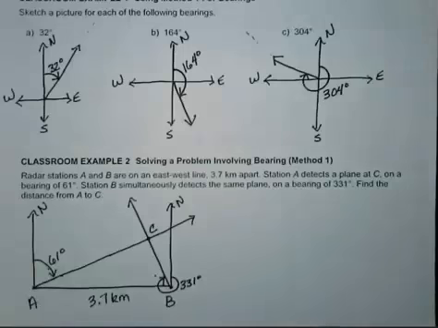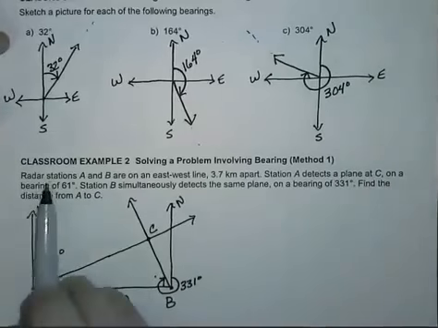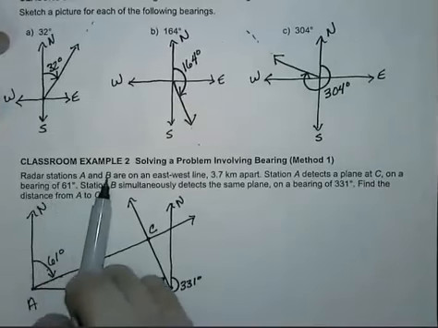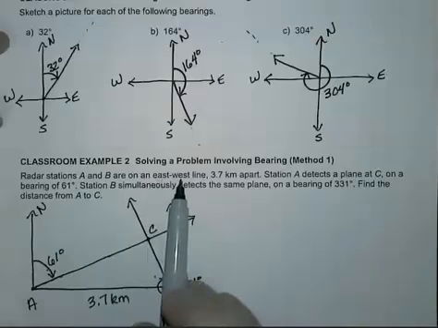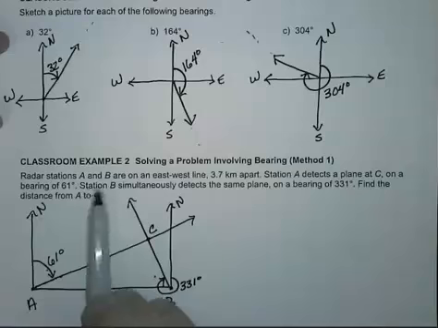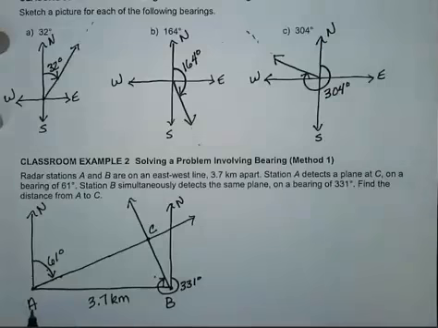Here's an example where we're actually using the bearing to solve a problem. In this one, we've got our two radar stations, A and B. It's a little bit confusing because it says they're on an east-west line, and to me, that would mean that A was east of B, but that's not actually how they meant it in this problem. Here's what the picture actually is. A is meant to be to the west and B is to the east, but they're 3.7 kilometers apart.